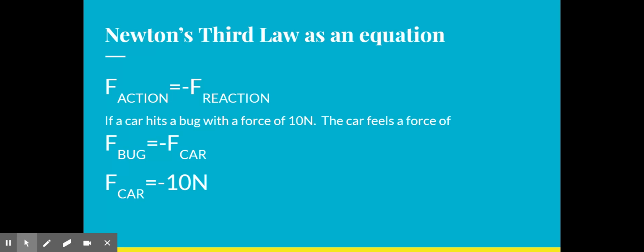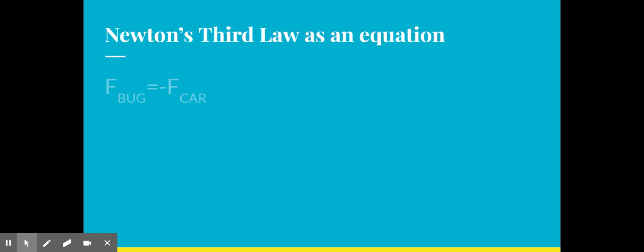Now, that doesn't seem right. How can the car get pushed because it's getting hit by a bug? Well, here's the thing. The force on the bug and the car are truly equal, but we can write it using Newton's second law as mass of the bug times acceleration of the bug is equal to negative the mass of the car times the acceleration of the car.